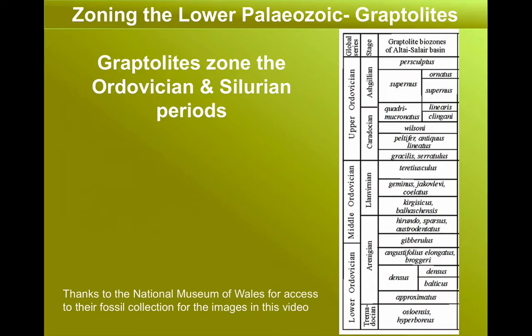We use these animals in particular to zone the Ordovician and Silurian periods. Certainly in Britain, we find a lot of deep sea sediments in these environments, or in these particular time periods, should I say, and we can use the graptolites to accurately date the different parts of these periods. I should as well thank the National Museum of Wales for giving me access to their fossil collections to take the images that are used in this video.